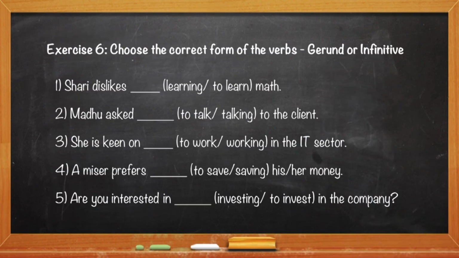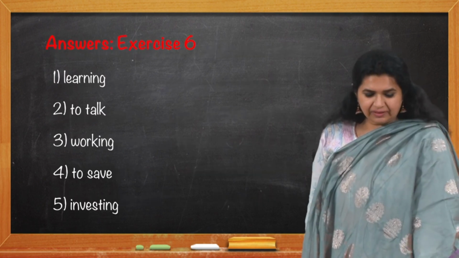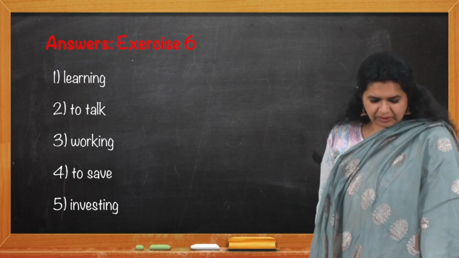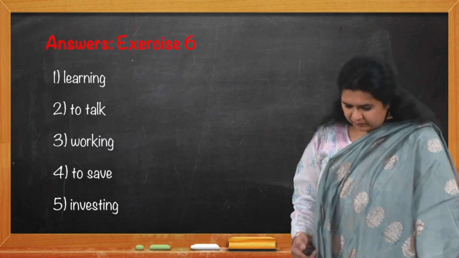Now, choose the correct form of the verb, gerund or infinitive. Sherry dislikes learning to learn maths. Madhu asks to talking to the client. She is keen on to working in the IT sector. A miser prefers to save or saving his or her money. Are you interested in investing to invest in the company? And here are the answers. First is learning, second is to talk, third is working, fourth is to save, fifth is investing.